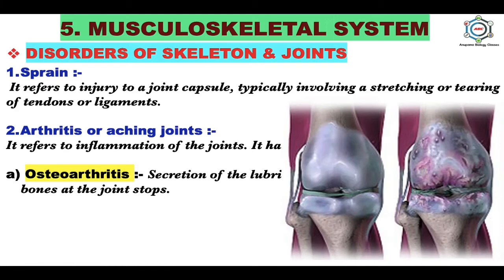In this figure you can see the smooth cartilage covering the ends of the bone at the joint wear out due to years of use and is replaced by uneven bony spurs. So the joint becomes inflamed and the movement becomes painful. This stiffness is called ankylosis.